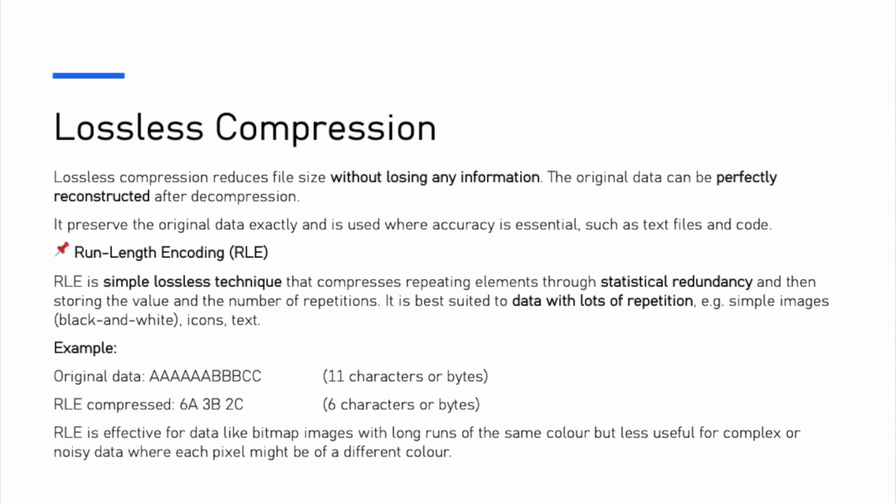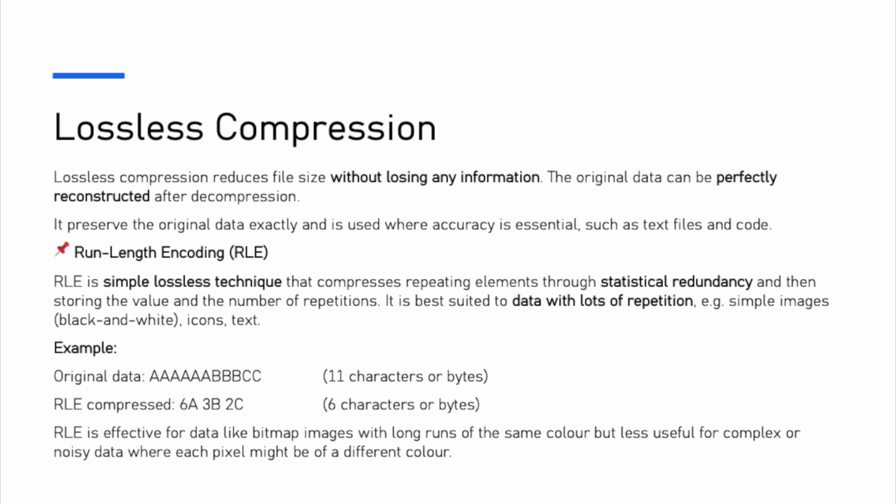A typical example of lossless compression that's asked about in the exam is run length encoding, or RLE for short. RLE is a simple lossless technique that compresses whatever needs to be compressed through statistical redundancy. And what exactly is statistical redundancy? It's the repetition of information within a dataset that does not contribute to its uniqueness. For example, you might have a bunch of pixels and they all are the same color. You can group them together. We can then store the value and the number of repetitions like 7 black, 6 green pixels, and so on.